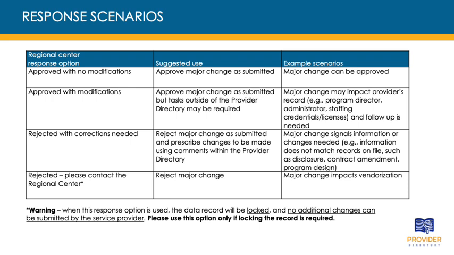Reject with corrections needed. You reject the major change as submitted and prescribe changes to be made using comments within the provider directory. Major changes signal information or changes needed. The information does not match the record on file, such as a disclosure, a contract amendment, or program design could be affected.